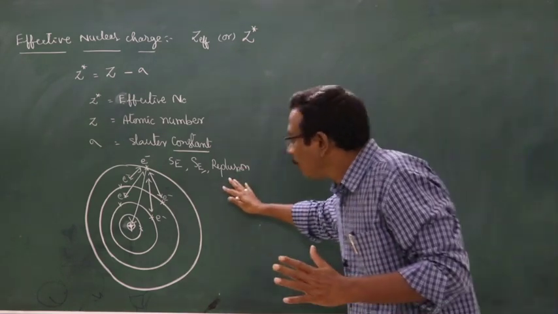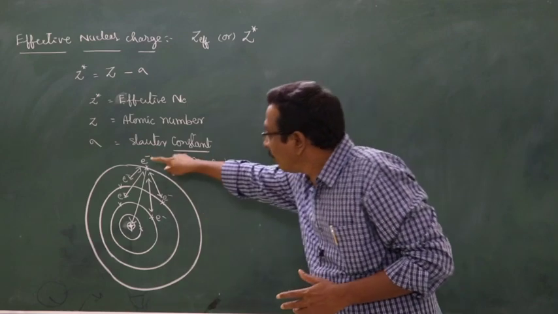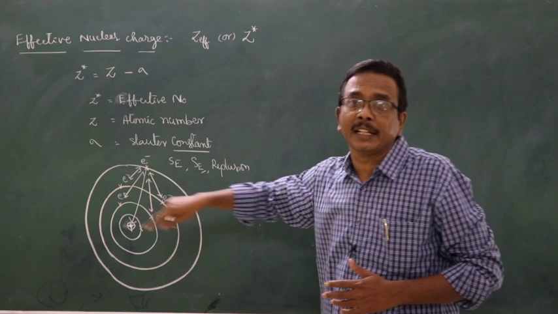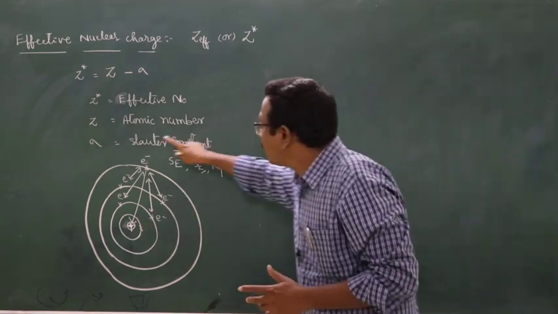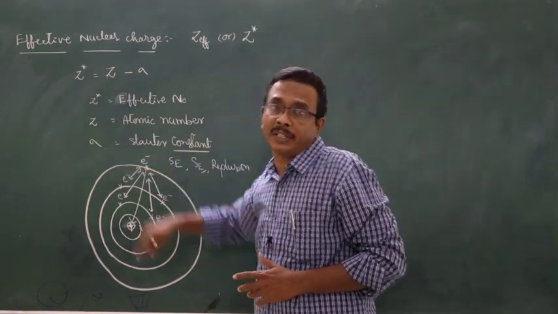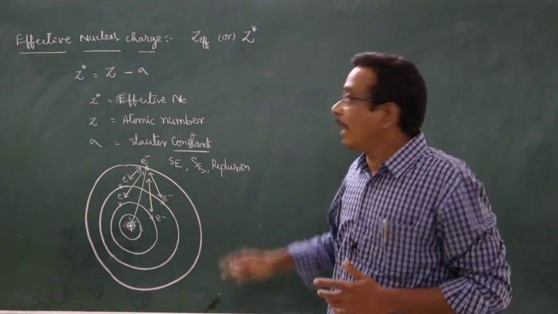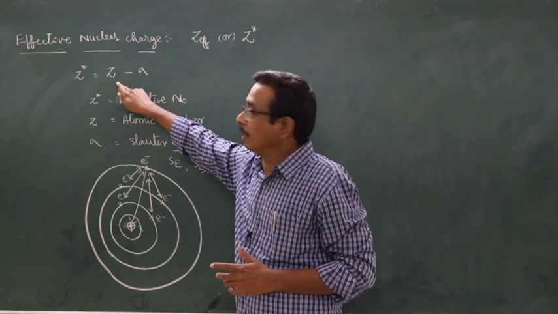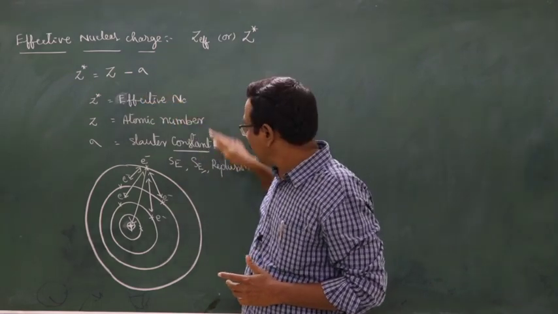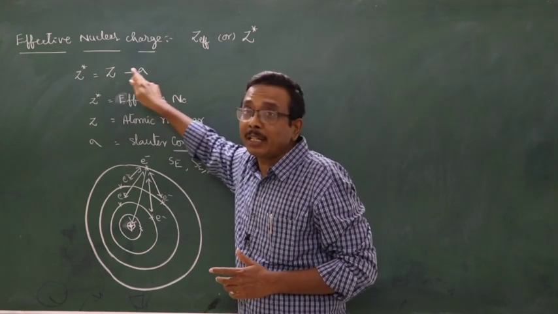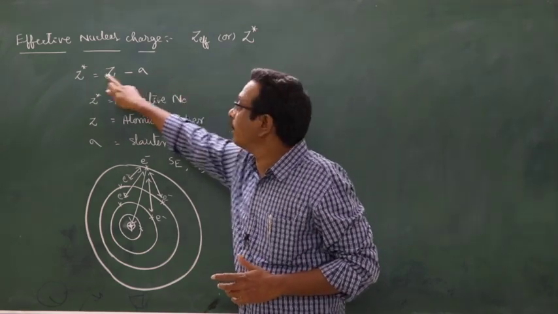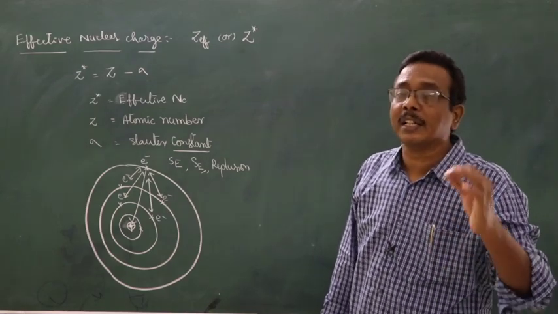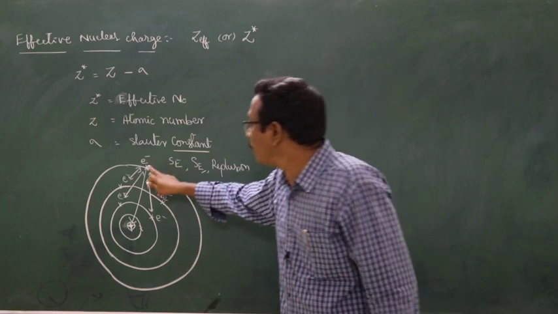That is nothing but the repulsion force between the electron for which the effective nuclear charge is calculated and the electrons present in the inner orbits. That repulsion is expressed in terms of the Slater constant sigma. Here this is the total positive charge of the nucleus, and this is the Slater constant, which is nothing but repulsion. Atomic number minus Slater constant gives the effective nuclear charge, which is the nuclear attraction on that particular electron.